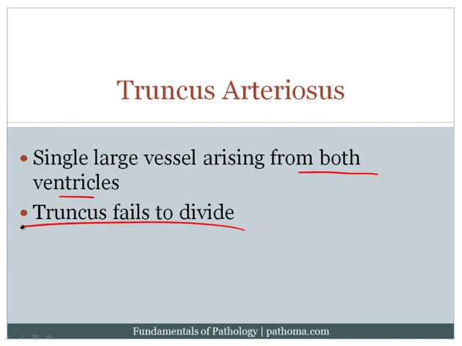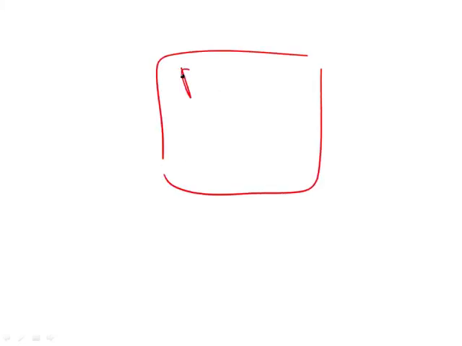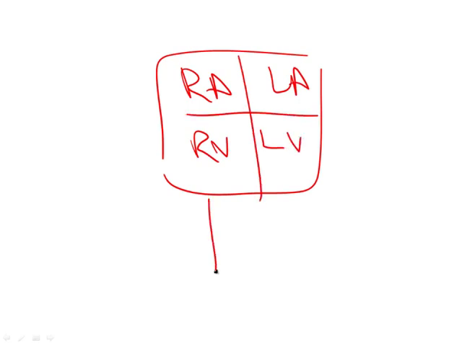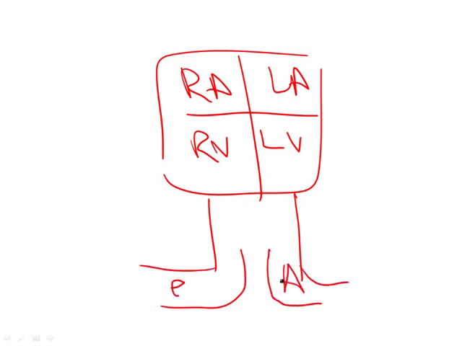fails to divide. So here's the idea. We've got our standard right atrium, right ventricle, left atrium, left ventricle, and the idea here is that you've got this large trunk coming off both ventricles. Now, of course, this will eventually divide into the pulmonary circuit, and this will eventually divide into the aorta. However, what's going to happen is that the deoxygenated blood coming from here is going to mix with the oxygenated blood coming here, so that you're going to send some deoxygenated blood down this way. And so that's going to result in early cyanosis.